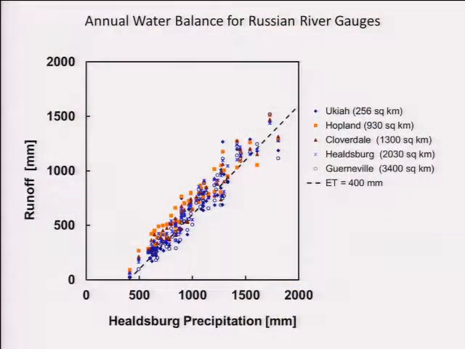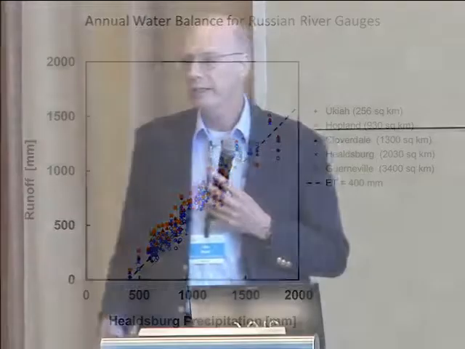And so if you plot the runoff data as a function of precipitation, picking one location in the middle of the watershed, Healdsburg, you get these 5 watersheds that range in area from 256 square kilometers up to 3,400, so over a factor of 10 in watershed area. And the data, with some scatter, all looks about the same.